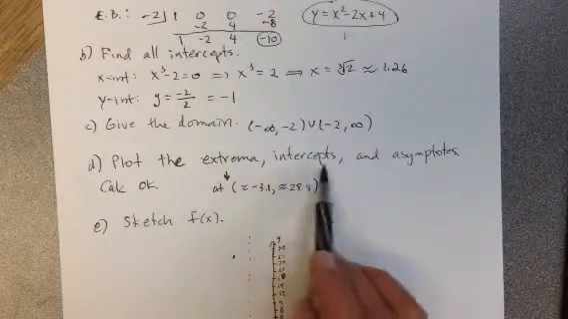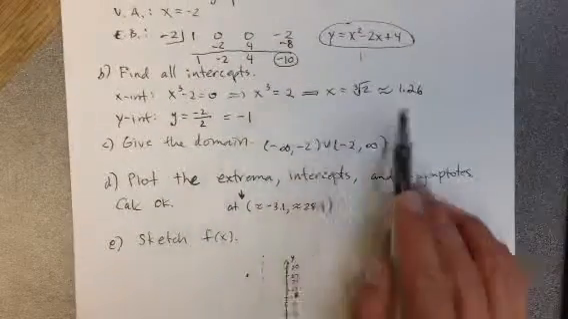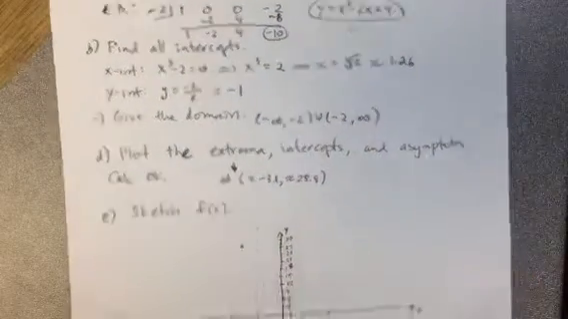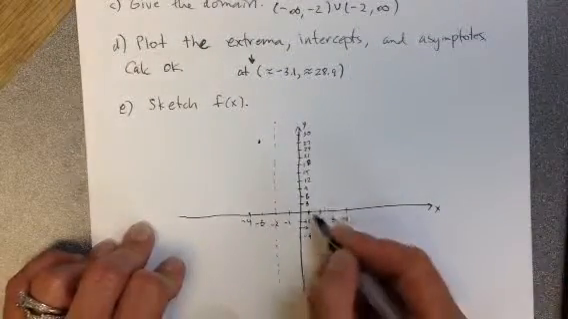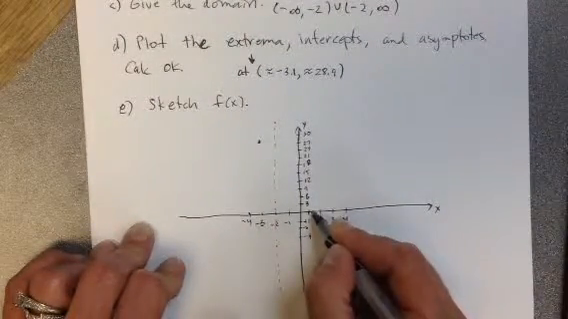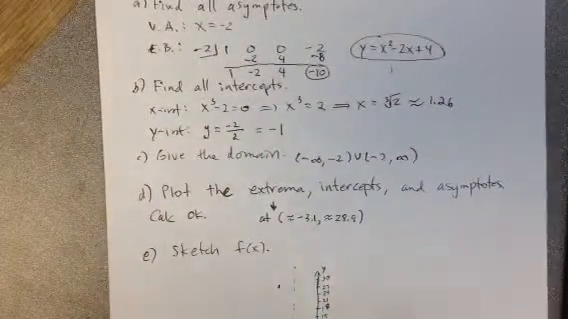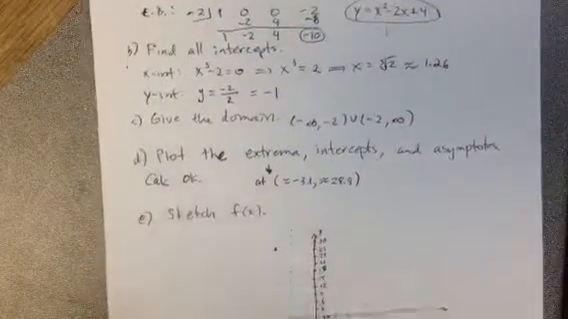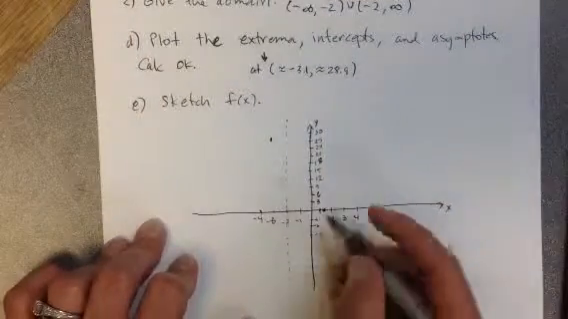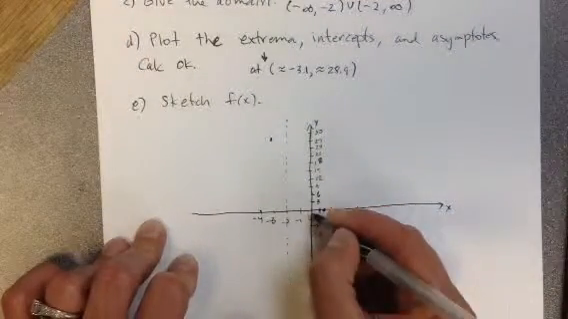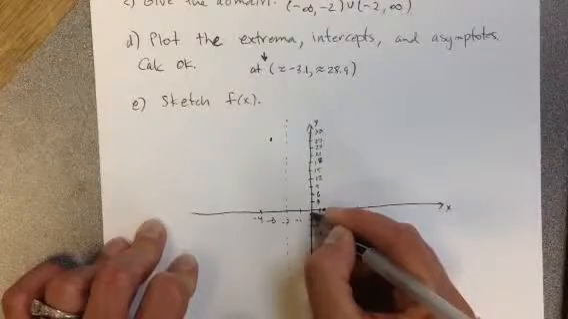So now I'll plot the intercepts. We have an x-intercept of about 1.26. So that's around there. We have a y-intercept of -1. So that's going to be around there.